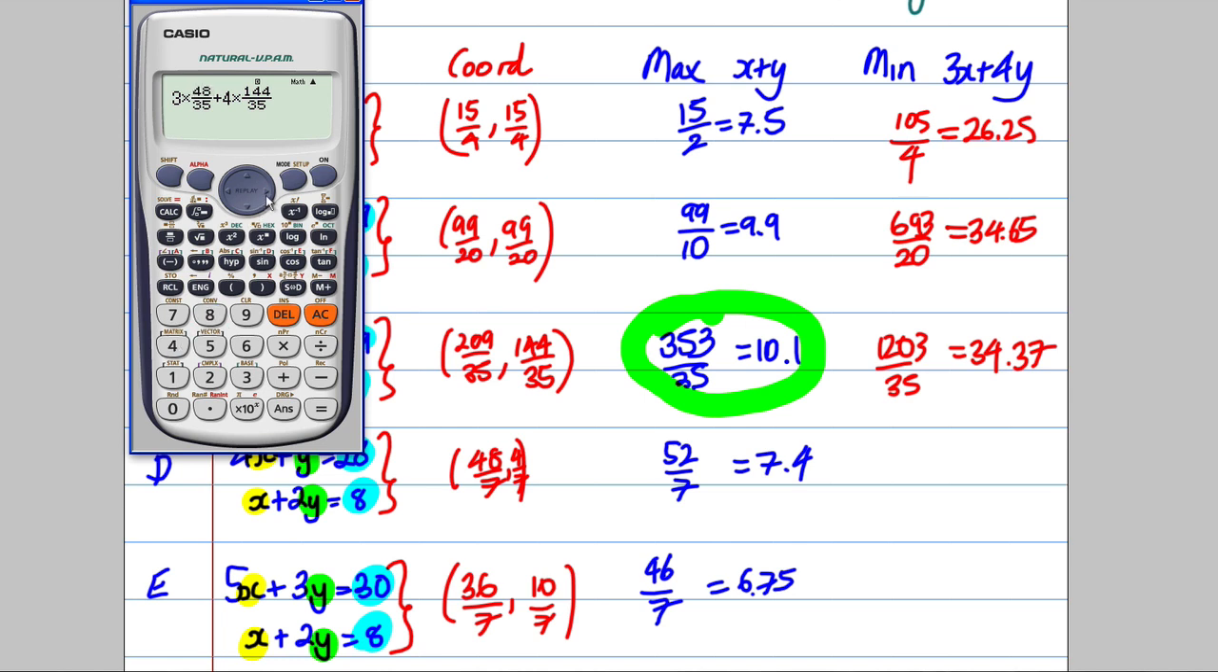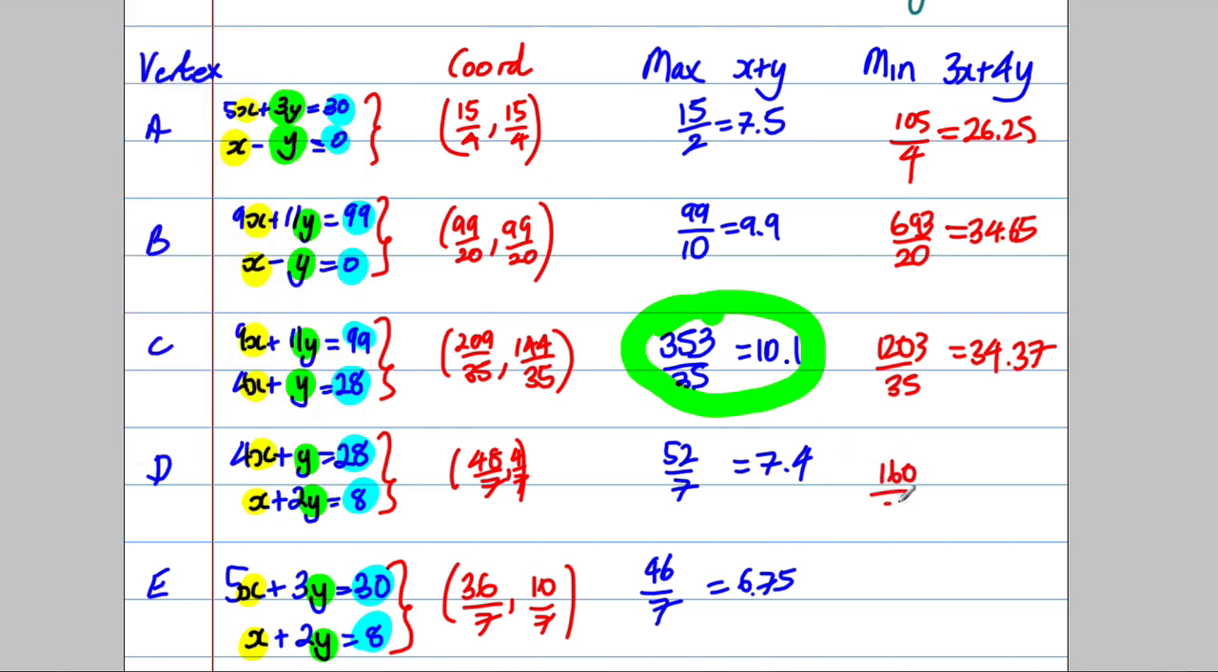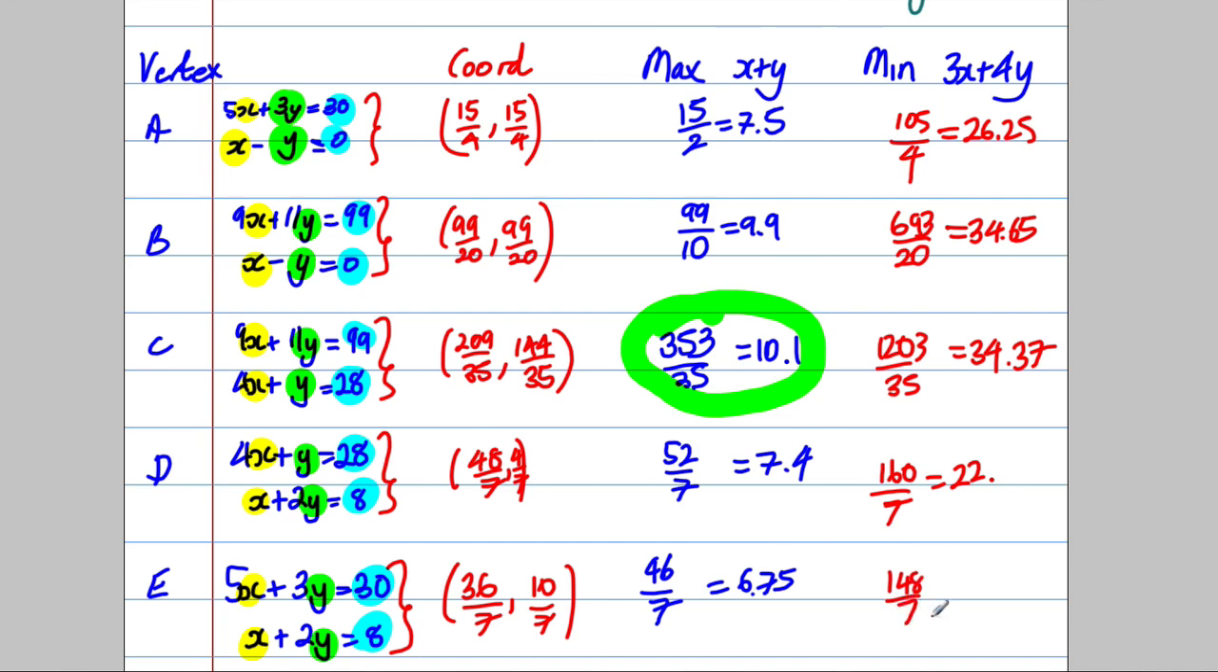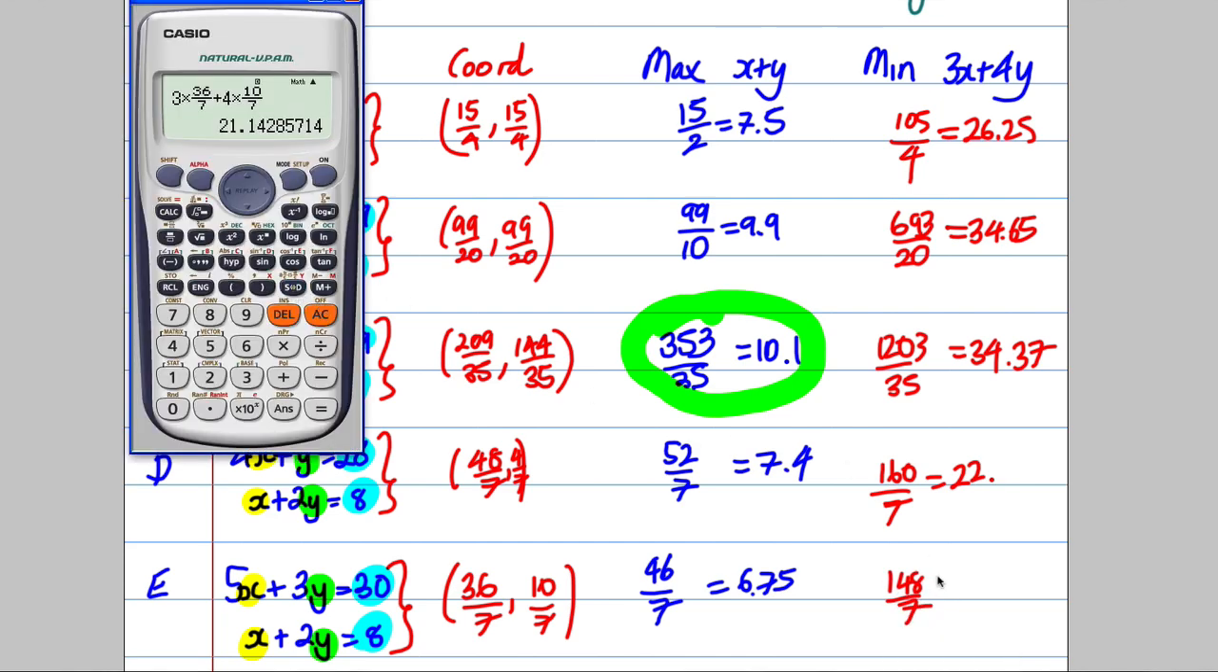Okay, the next one I want to swap with 48 over 7, with 4 over 7, which gives 160 over 7, which is about 22 odd. And the last one, I would change that with 36 over 7 and 10 over 7. So delete 10 over 7 there, and 36 over 7 there, and I get 148 over 7, which is approximately 21.1.